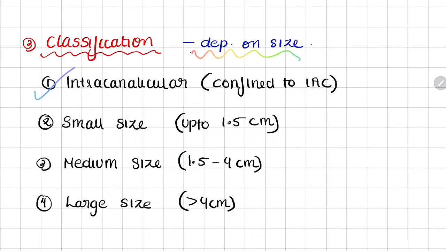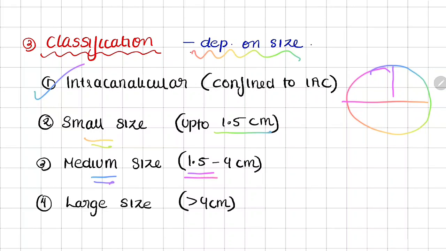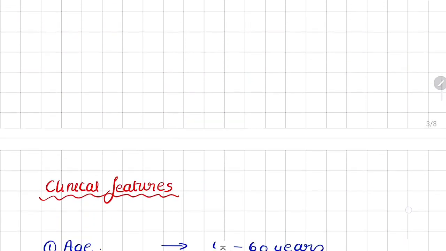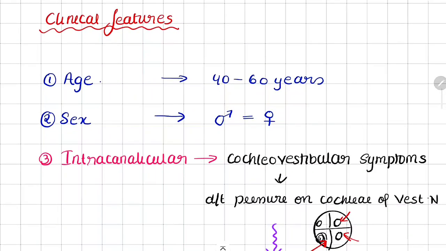Now coming to the classification, it is depending on the size. First is intracanalicular, that is it is confined to the internal auditory canal. Then small size tumor, that is up to 1.5 centimeter. Medium sized tumor, that is 1.5 to 4 centimeter, and large sized tumor, which is more than 4 centimeter. Now the most important clinical features: it usually affects the 40 to 60 years age group. Males and females are both equally affected.